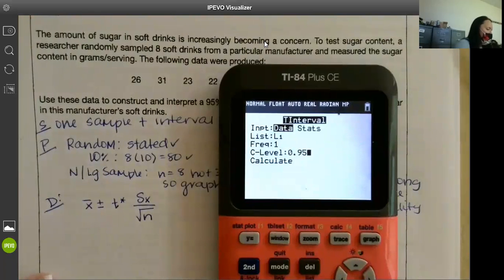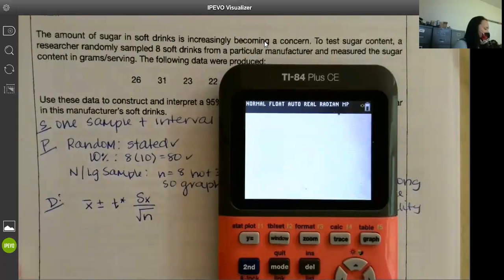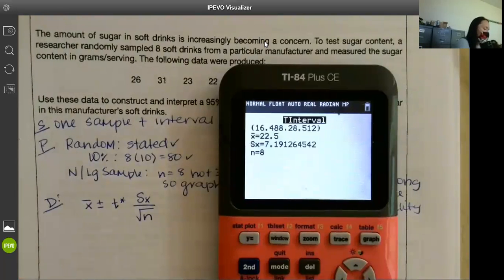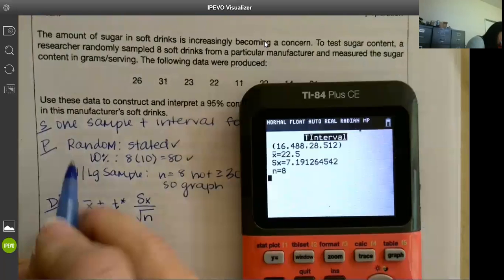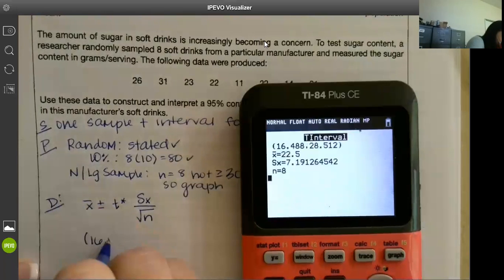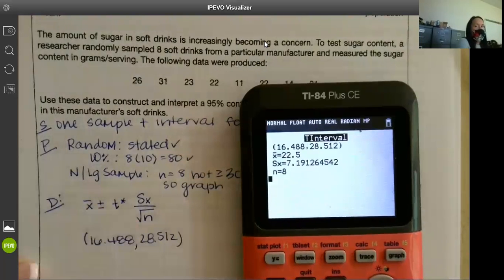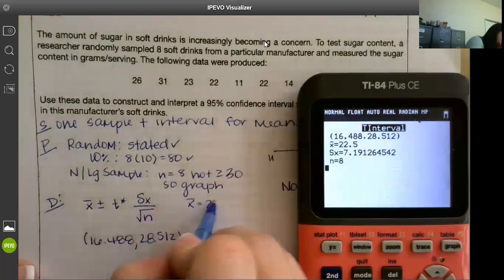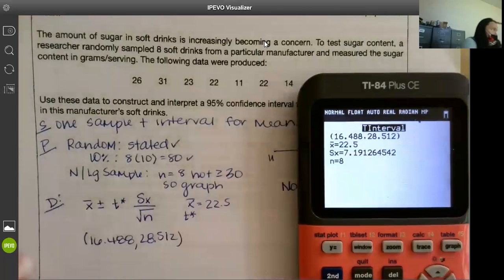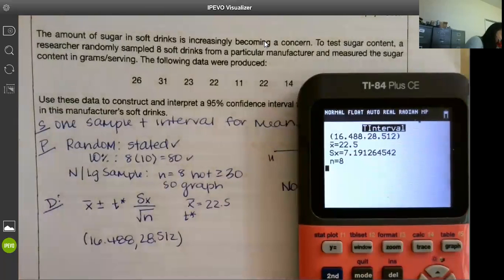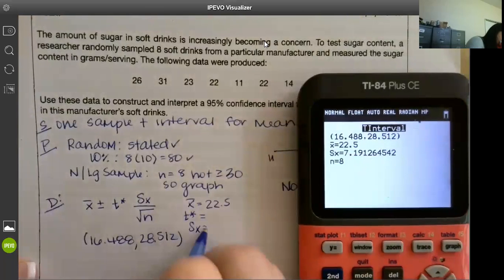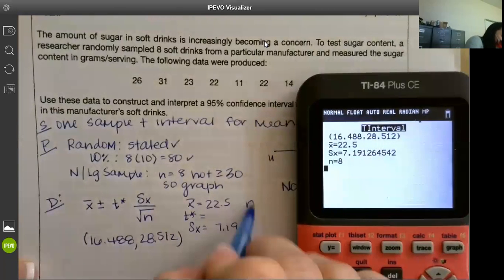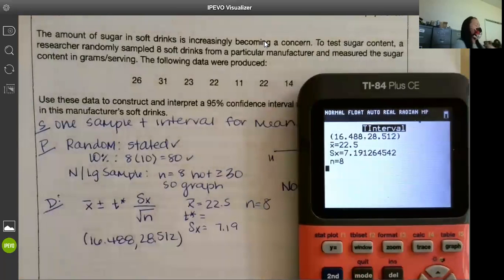Okay, so we're going to calculate. And we see our interval right there. So our interval is 16.488 because I'm too lazy to calculate it myself, which is perfectly fine. But then I need to go back and label everything. So X bar was 22.5. T-star is the only thing I don't have. We'll get that in a minute. Our sample standard deviation was 7.19. And n was 8. Again, it doesn't matter where it's at on your paper, just make sure it's there.